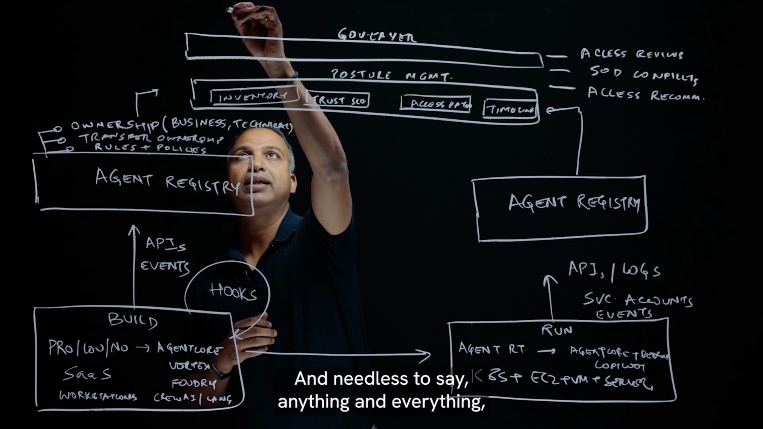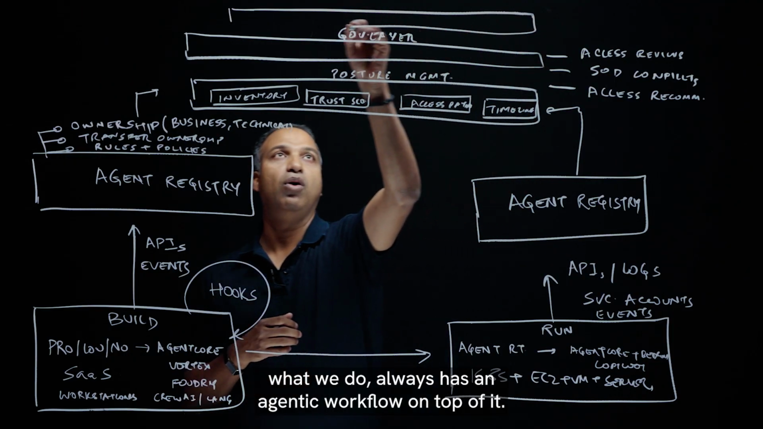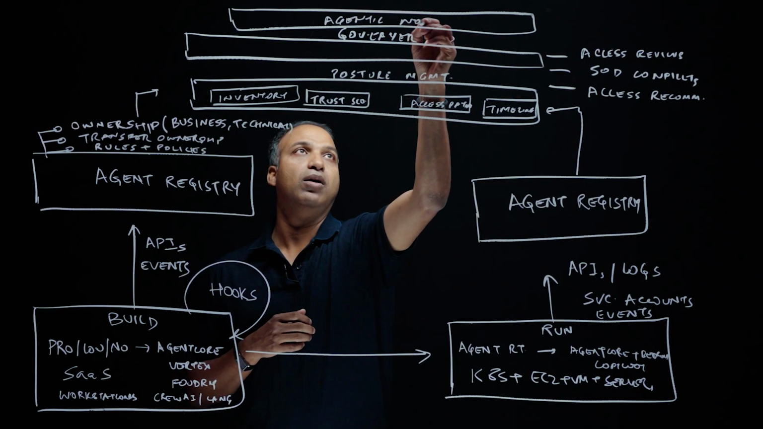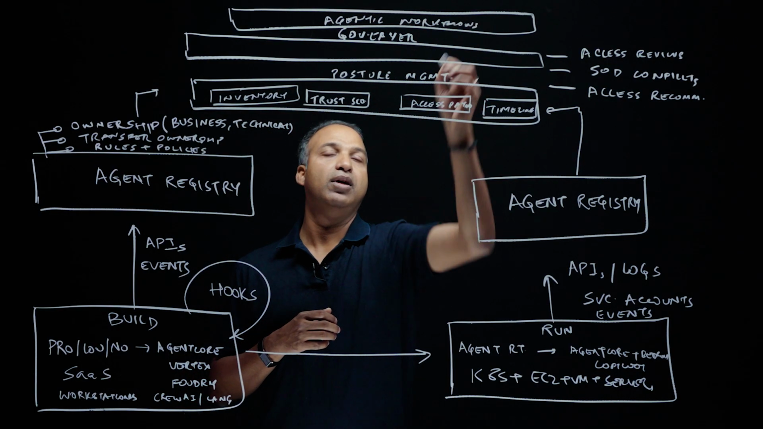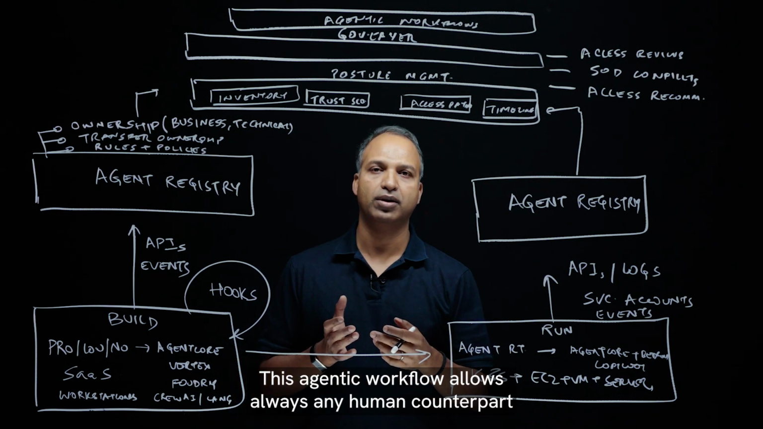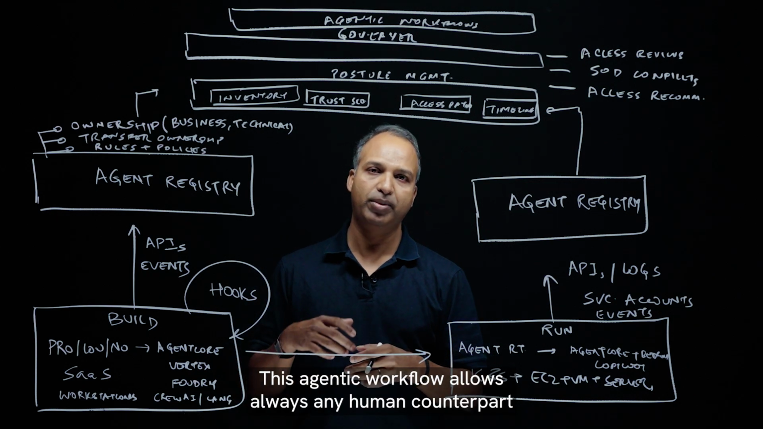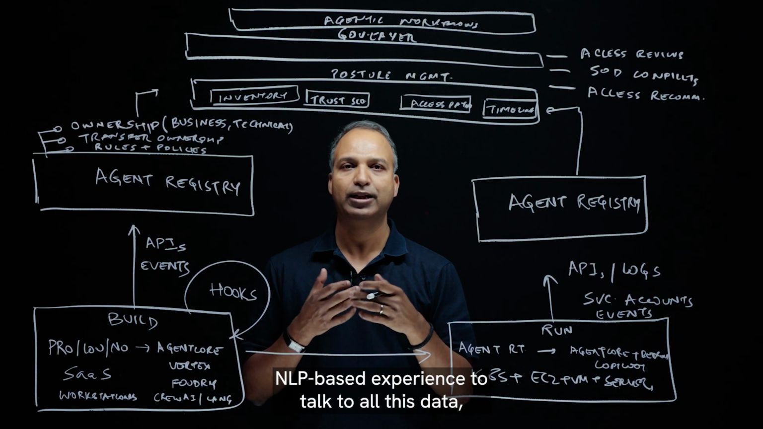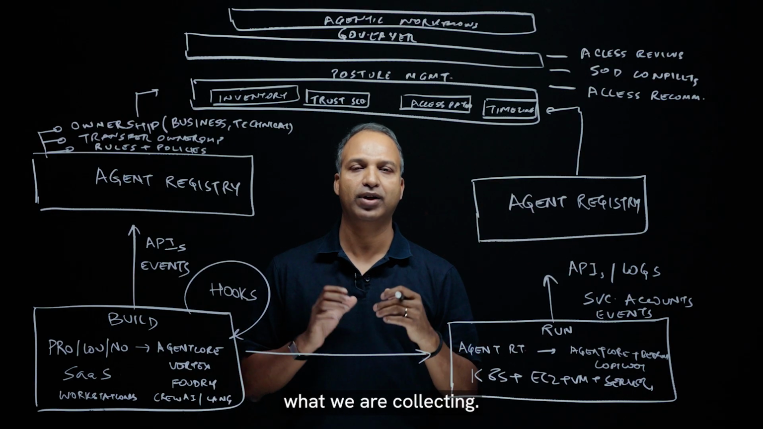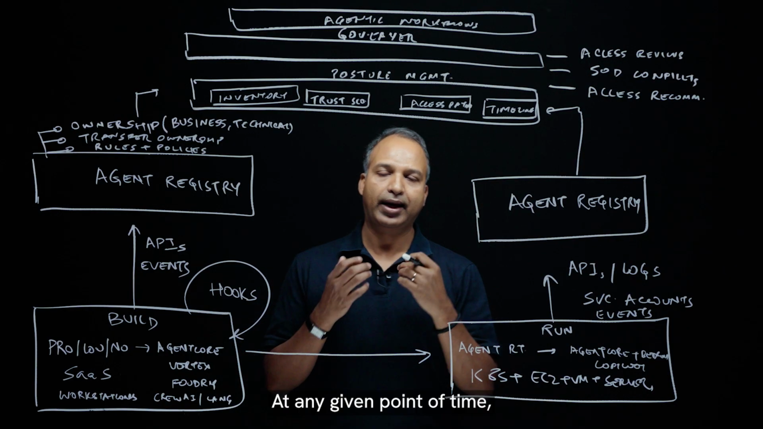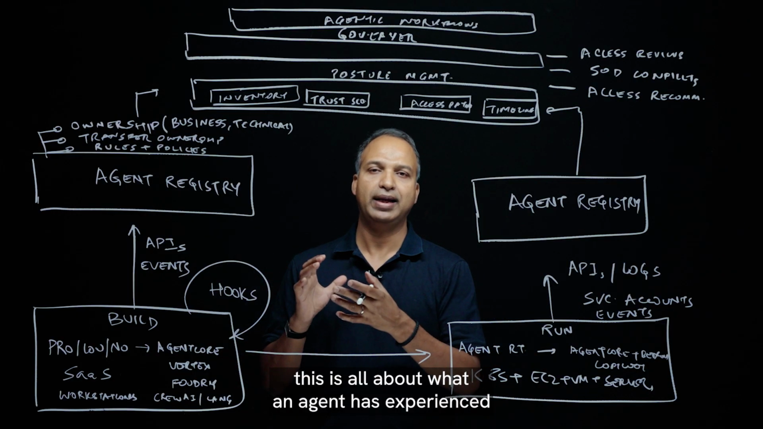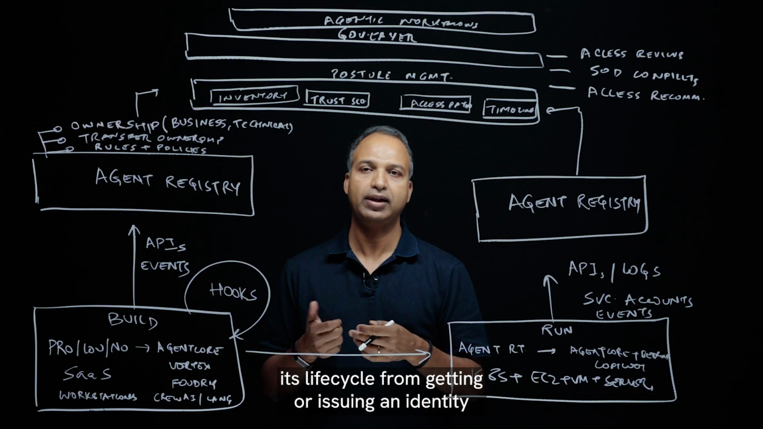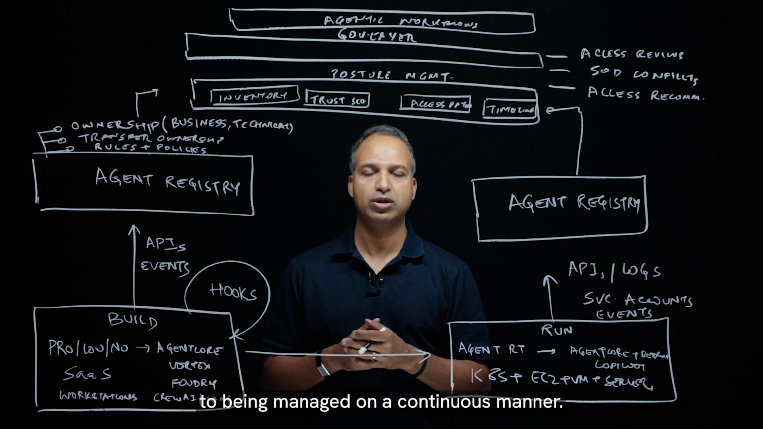And needless to say, anything and everything we do always has an agentic workflow on top of it. This agentic workflow allows any human counterpart or any agent to converse and have a very easy NLP based experience to talk to all this data we are collecting. At any given point of time, this is all about what an agent has experienced, its life cycle from getting or issuing an identity to being managed in a continuous manner.